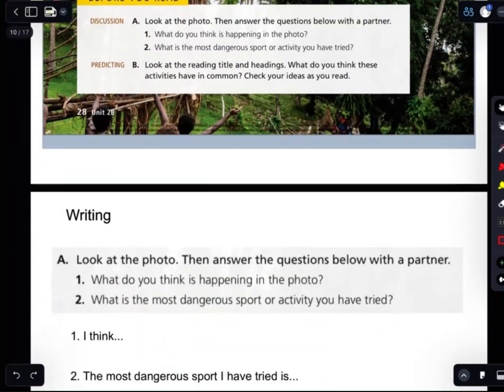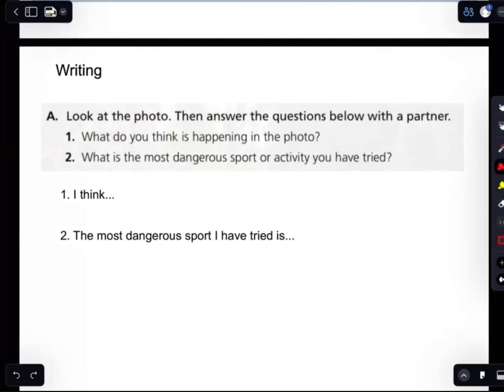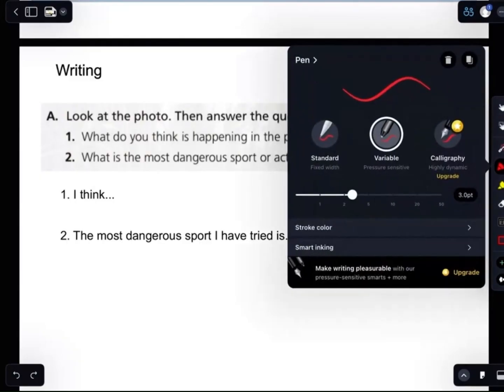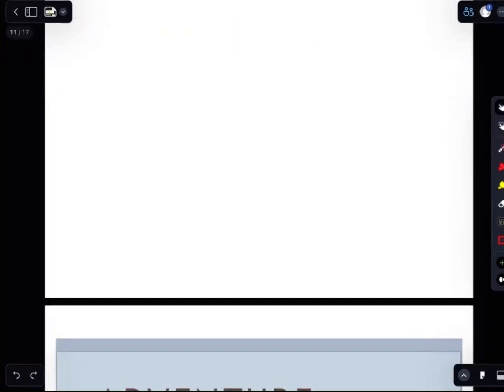Okay, so these questions here, these are writing questions. I've made some space down below for you. Number 1, what do you think is happening in the photo? You can start with I think. I think this man is jumping off the platform. Or you can say whatever you think is happening. Number 2, what is the most dangerous sport or activity you have tried? The most dangerous sport I have tried is... And then you can put in your answer.